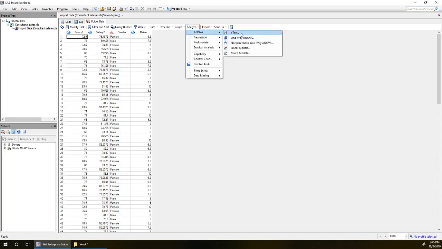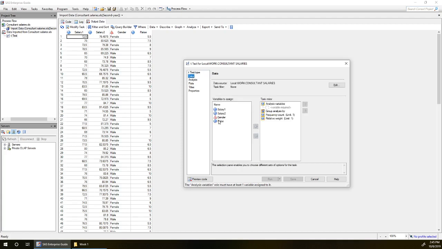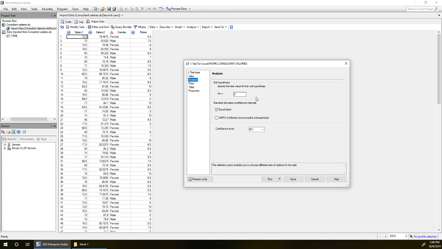First we'll do a t-test to determine if their raises are on average 8% per year. So we'll start with a one sample t-test. We'll tell Enterprise what data to include. We're going to be looking at our raise data, and we want to see whether this is on average 8.